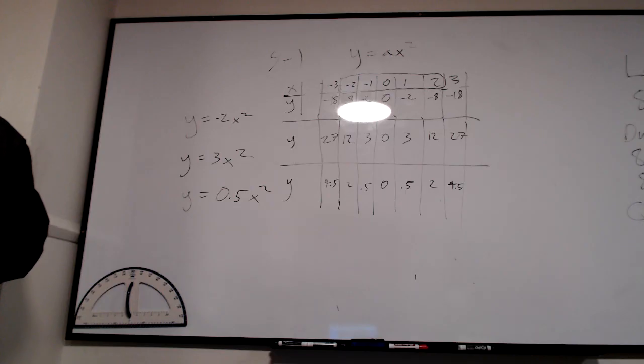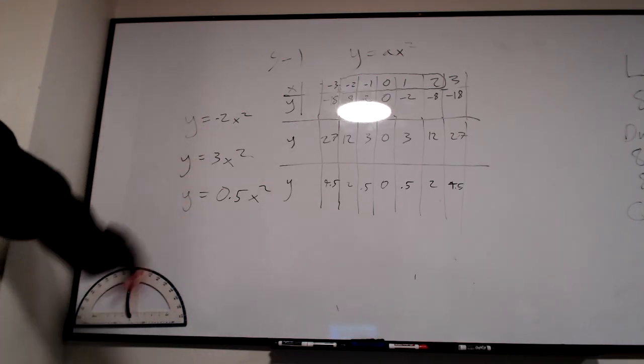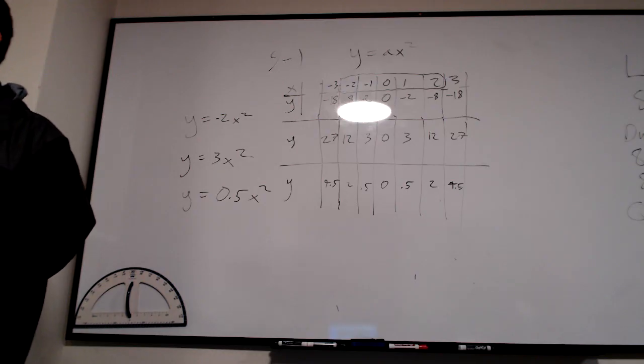How do I graph it? Okay, does everyone have, or is everyone close to done with the table part? I'm done.